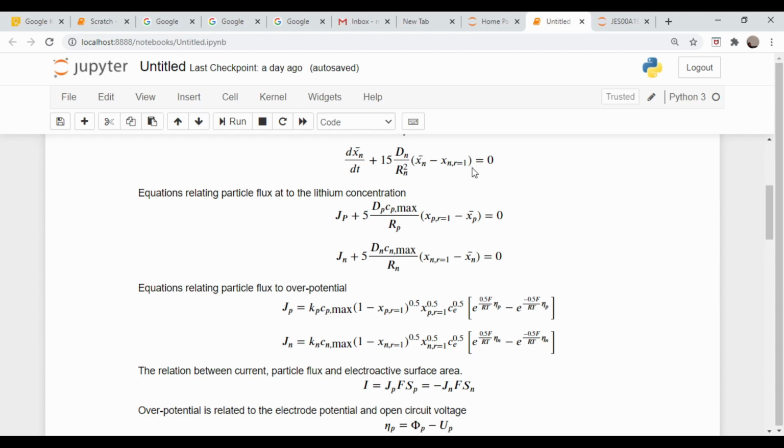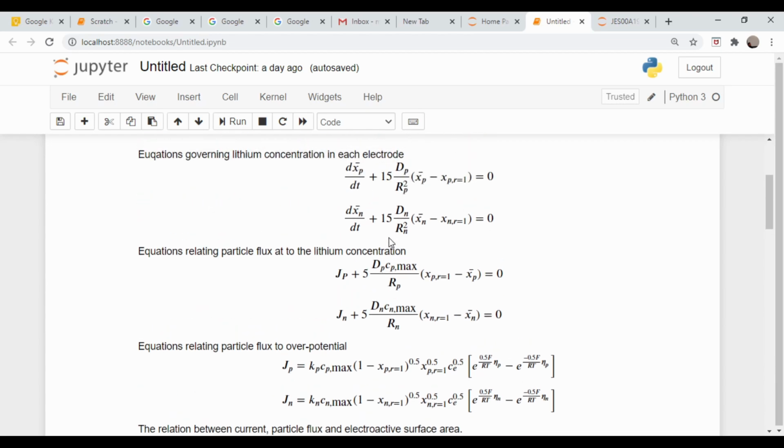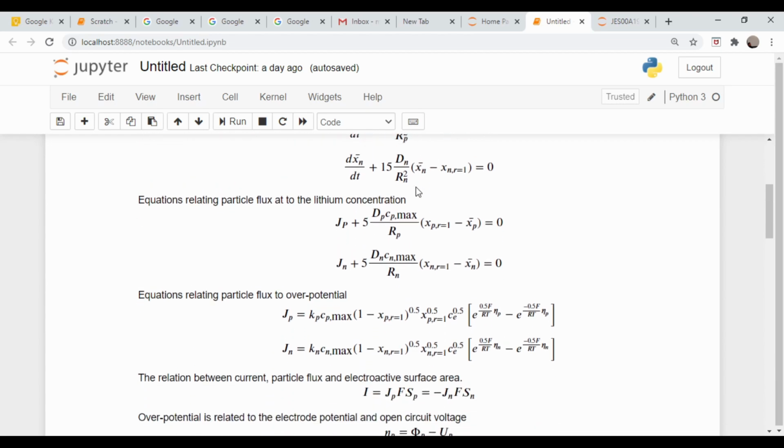You also have a couple of algebraic equations which relate the average lithium concentration to the lithium concentration at the surface of the particle. That's what this notation means. At little r, the radius is equal to 1. So we're assuming the particle only has radius of 1. So this is the concentration at the surface. These J's refer to ion fluxes, essentially. So you have two algebraic constraints on these differential equations.